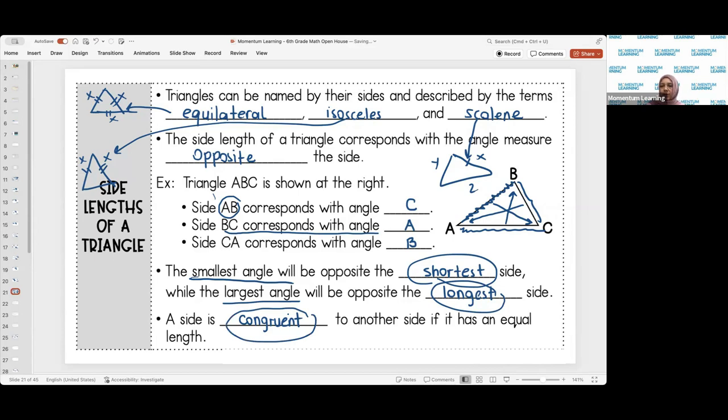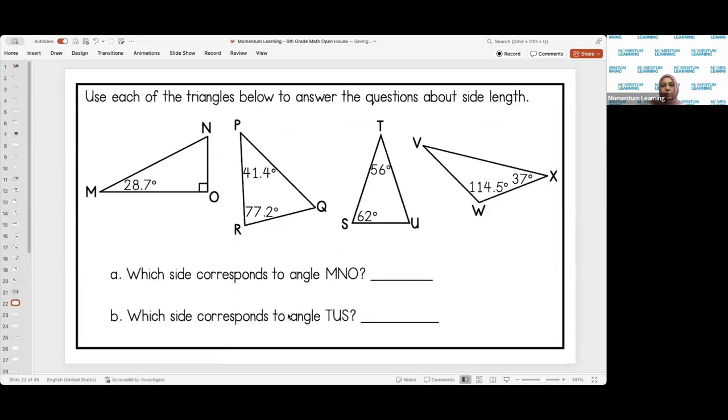Do you have questions about these explanations? Okay, so let's continue with examples. There are 4 different triangles. I'm going to write the angles. Which side corresponds to angle MNO? Where is the angle? This triangle, okay? This is for part A. So which side corresponds to angle MNO?